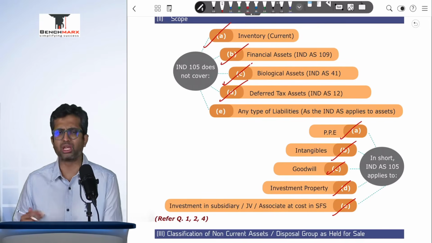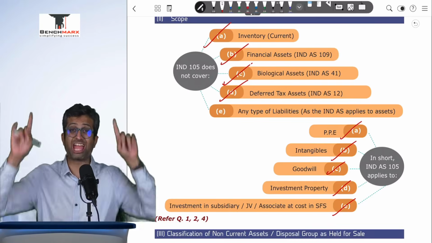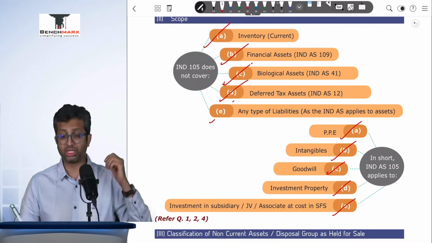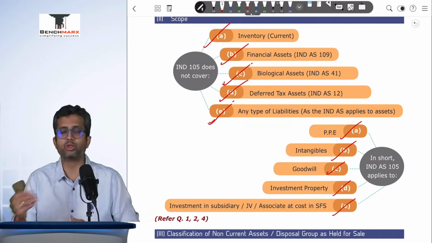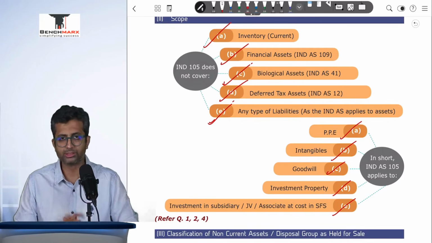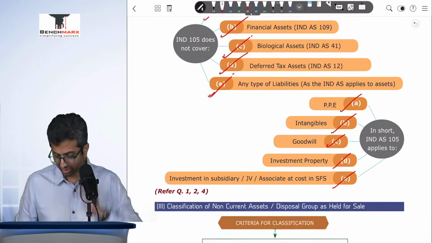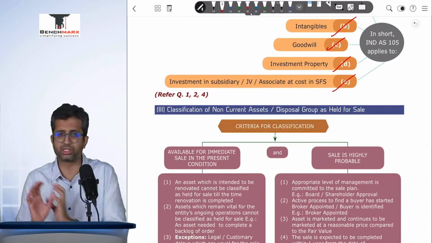Further, any form of liability like a loan, even if it is non-current, will not be covered because it is non-current assets held for sale. Now, one needs to remember that the loan can very well be a part of a disposal group. However, the write-off provisions of Ind AS 105 will not be applicable to these loans. Okay, so this is regarding discontinued operations, disposal groups, as well as non-current assets basics.